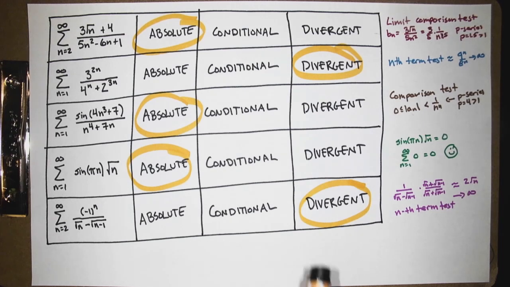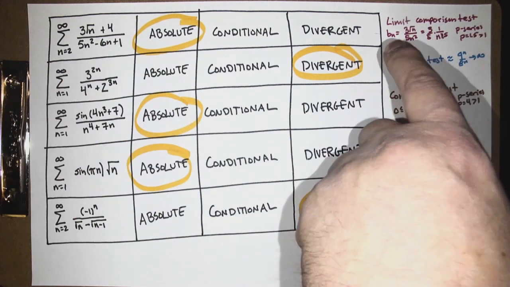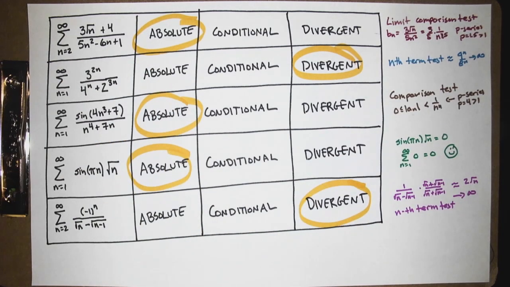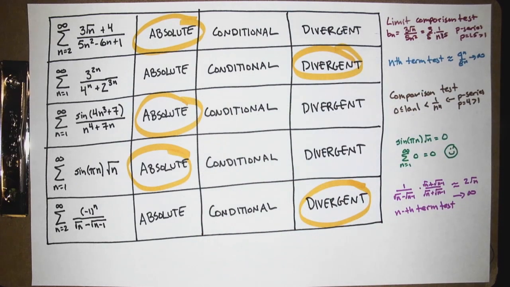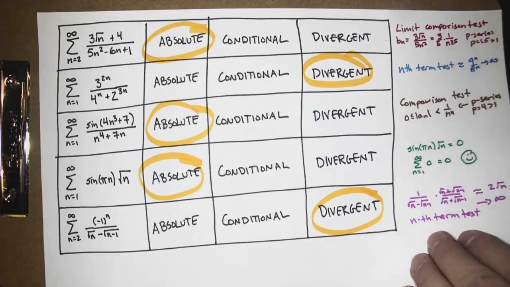Now you might notice none of them were conditional. We never made a claim that they had to be. And there was an exam a few years ago where it was very similar to this, where we put them all as absolute or divergent. And one student was like, well, I'm just going to get some points. I'll circle the middle column. Did not go well for that student. So don't just randomly guess. Guess in a smart way.